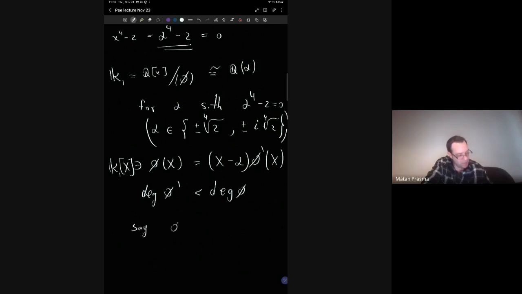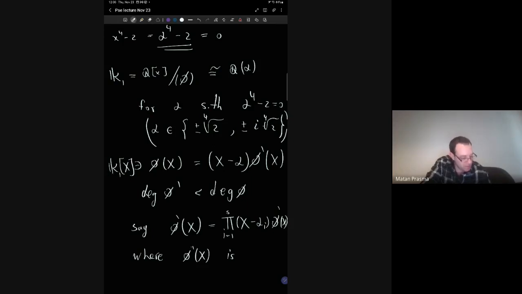Say phi prime of X is some product of linear factors X minus alpha_i, i equals 1 up to some S, times some phi double prime, where phi double prime... well, it doesn't have to be prime. Okay, so let's say it like this.